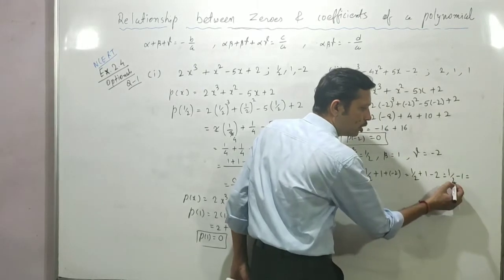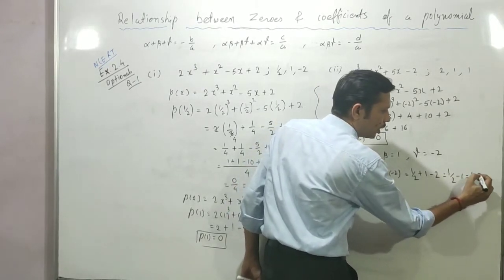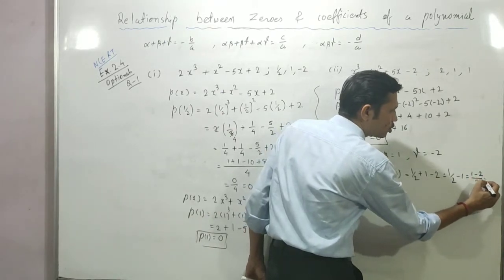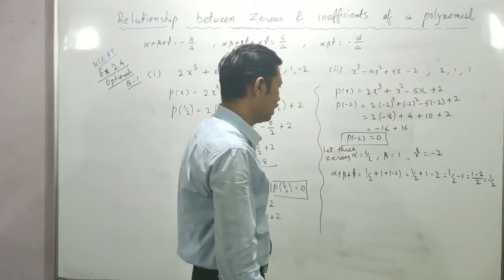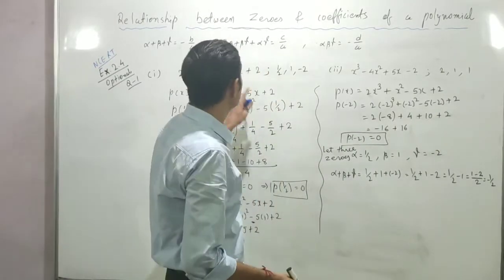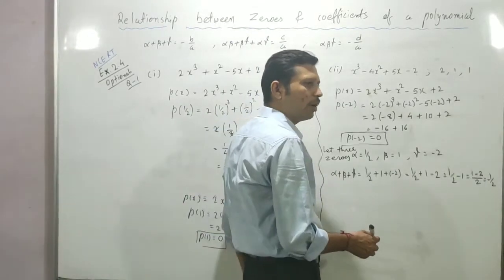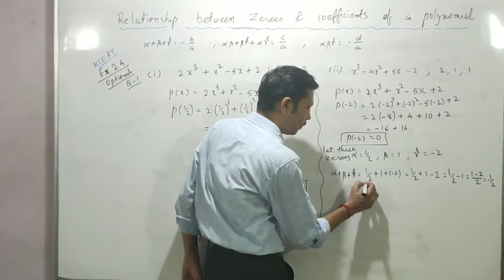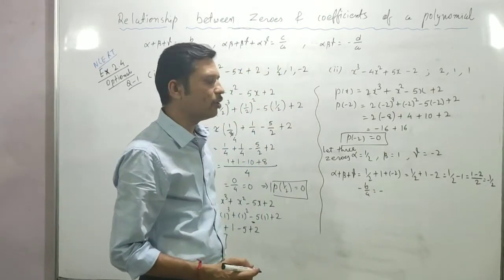So overall, 2 ones are 2, so 1 minus 2 upon LCM is 2. So my answer is minus 1 by 2. Okay. And the sum of the zeros is minus b by a. So if I check the value with minus b by a, what is the value of b?